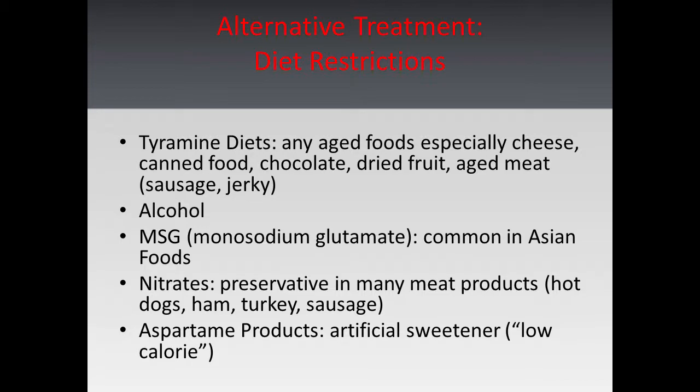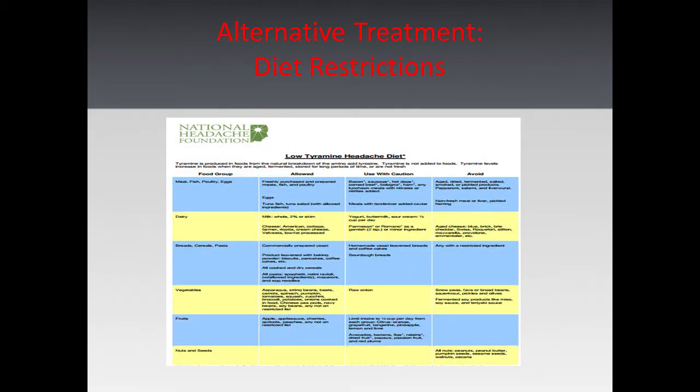There's a list. I'll show you the list, but if you go to the website, it has a good list. Nitrates, just your cold cuts, hot dogs, aspartame and your artificial sweeteners. MSG is your Asian food, your Chinese foods. The National Headache Society has a good printout of foods that are allowed, foods you should take less of, and stuff you should absolutely avoid. I'd refer to this handout. It's actually a few pages long, but it would be good to look at.